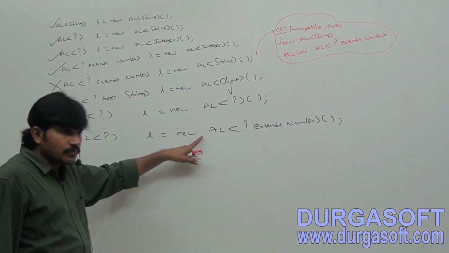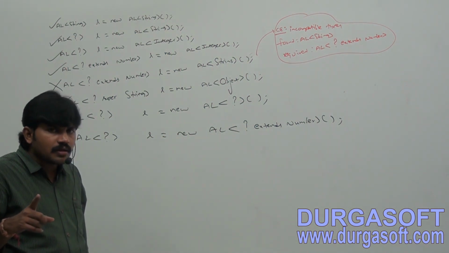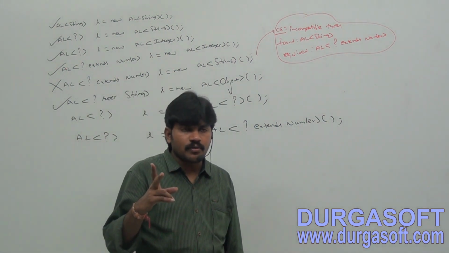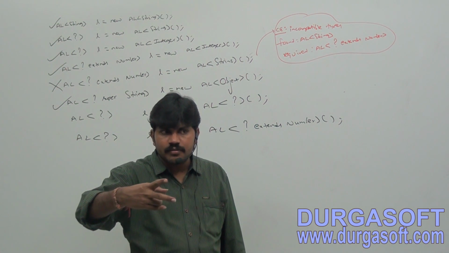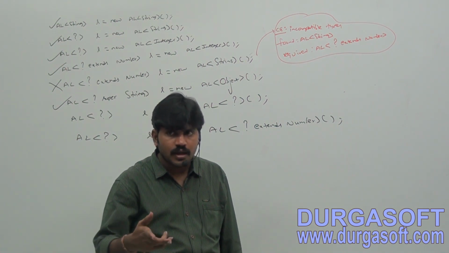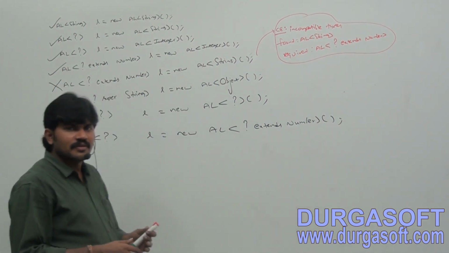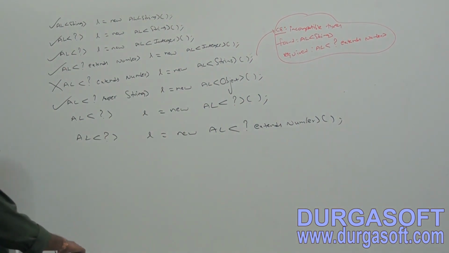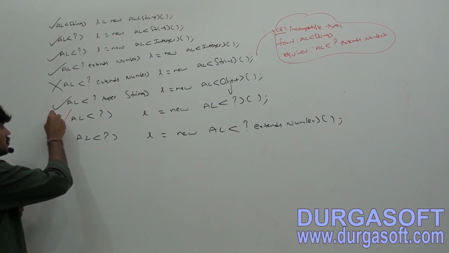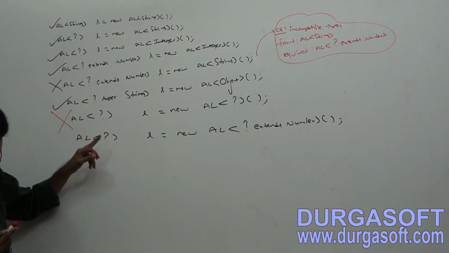Among these two, which is valid and which is invalid? First one valid, second one valid? No. One is valid, the other is invalid. First one invalid, second one valid. Which one is correct? Make sure, 100% sure. If the first one is invalid, automatically the second one is invalid.